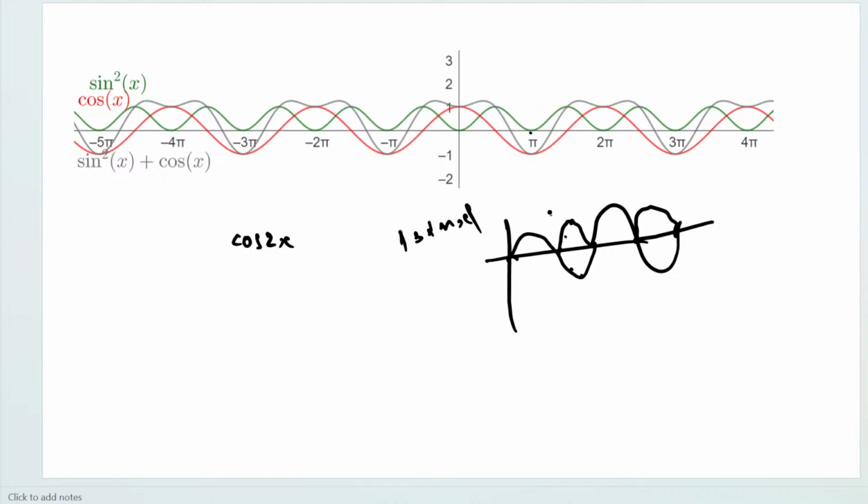Okay? So sine square x is repeating itself after every pi units. Okay? And cos x, one is repeating at pi, another is repeating at 2 pi. So what is the total? Total will repeat at 2 pi, no? You understood this, no?